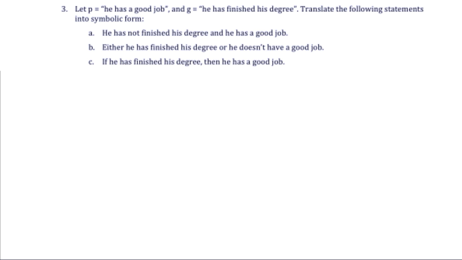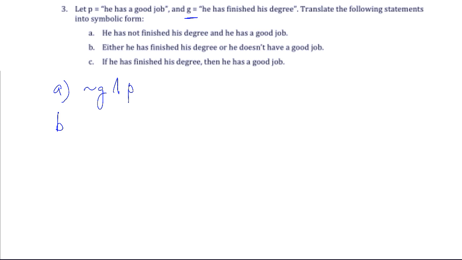Okay, so he has not finished his degree. That would be a not G, and he has a good job. So part A would be not G and P. Okay, he has not finished his degree. That would be not G and P.